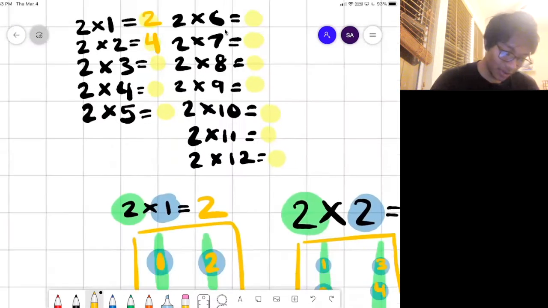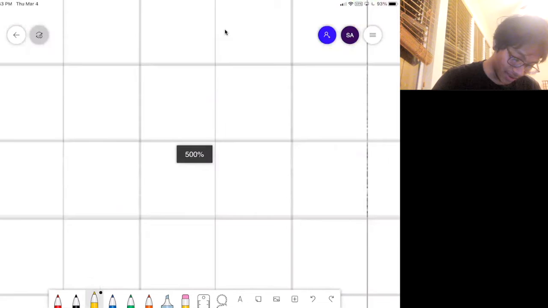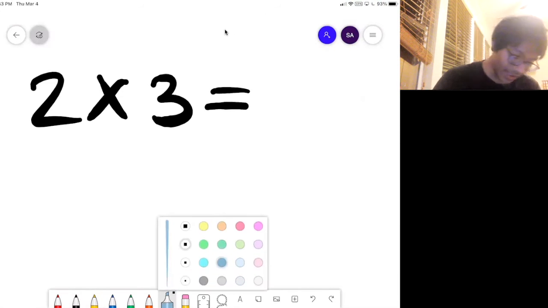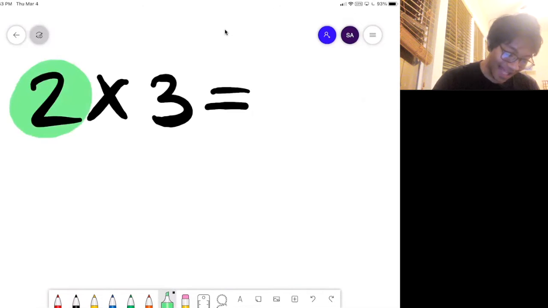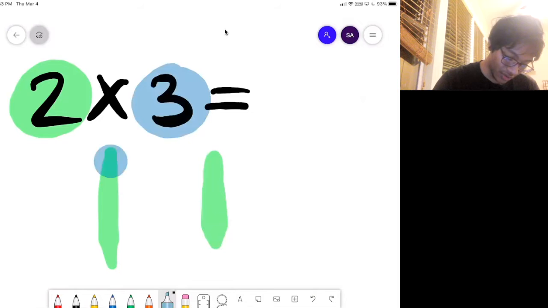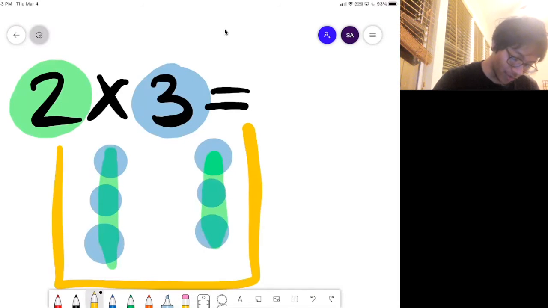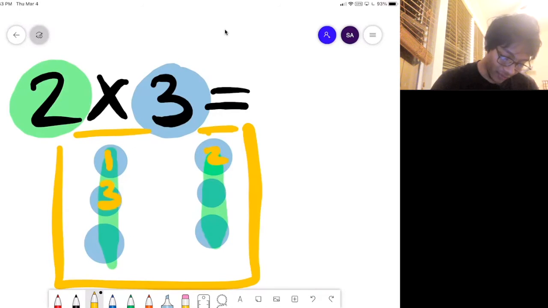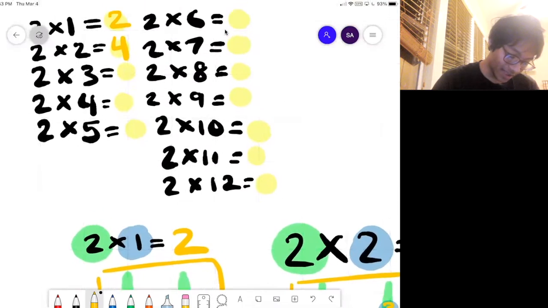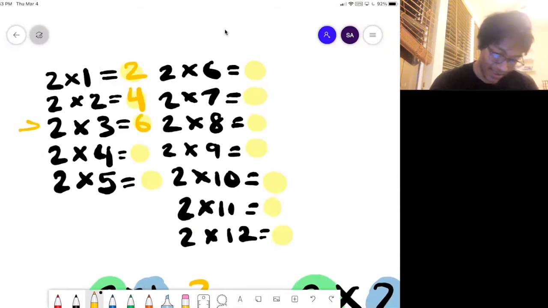Now let's do 2 times 3, shall we? What is that going to be? For 2 times 3, I'm going to have 2 columns, and I'm going to have 3 dots in each of the columns. So 1, 2, 3, 1, 2, 3, and now I need to count up how many dots in the whole shebang. I've got 1, 2, 3, 4, 5, 6 dots. So 2 times 3 is 6. Now I can go back to my table and write 2 times 3 is 6.